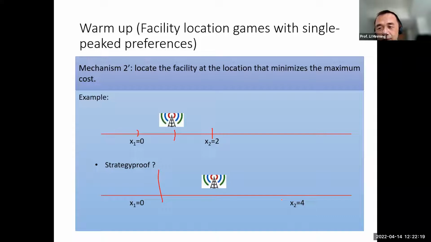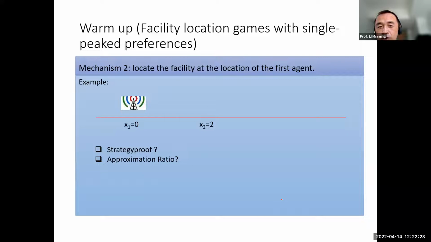That's not good. So then what do we do? Now, in order to guarantee strategy proofness, one suggestion is, how about we place the facility at the leftmost agent's position? In this example, we place it at 0. Now, placing it at 0 is strategy proof.